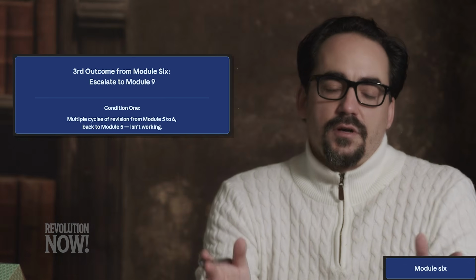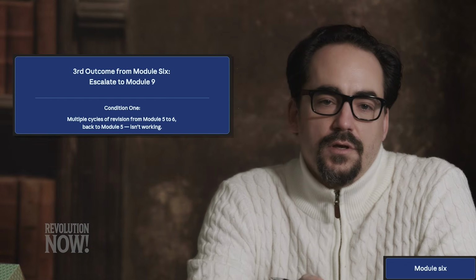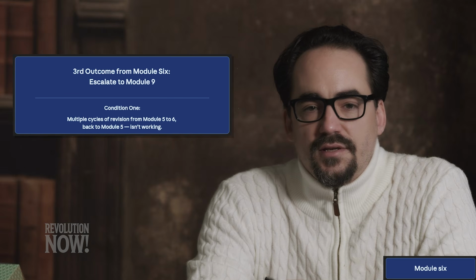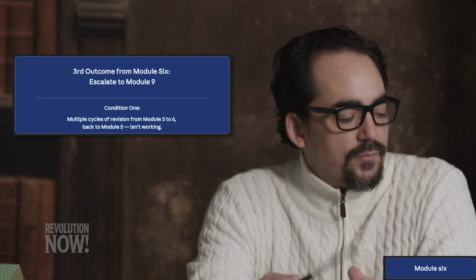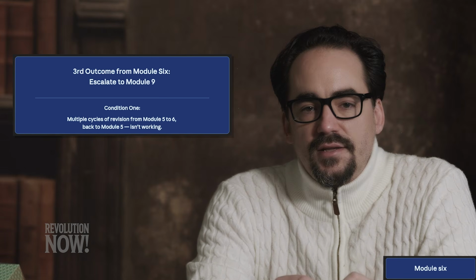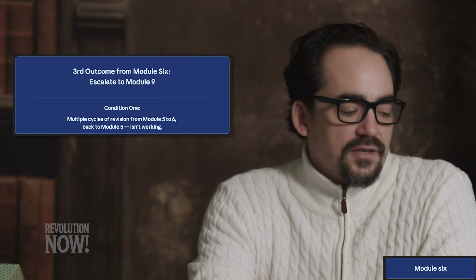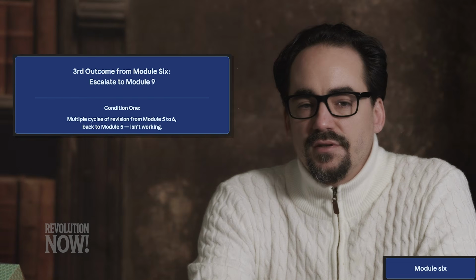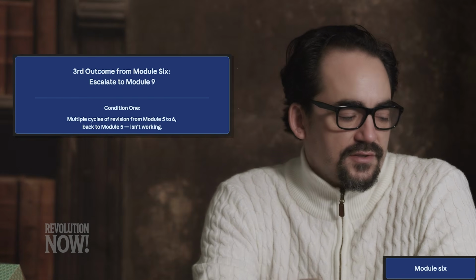And finally, we have outcome 3, escalate to Module 9. There are 2 conditions where things escalate to Module 9, and once again, it's a little bit murky in the white paper. First is when the cyclical revision process continues to fail, meaning you're constantly revising, but it's not improving in terms of consensus. It's just cycling between 5 and 6 and 5 and 6.